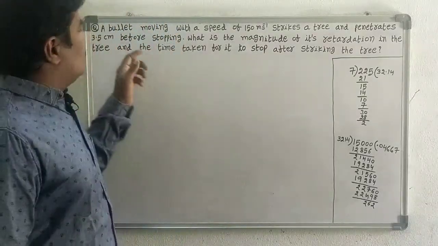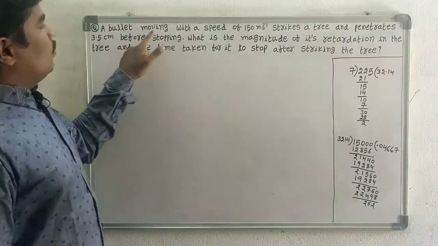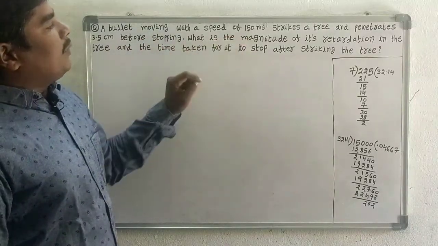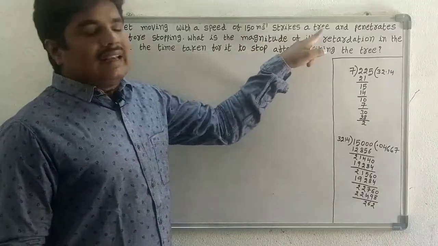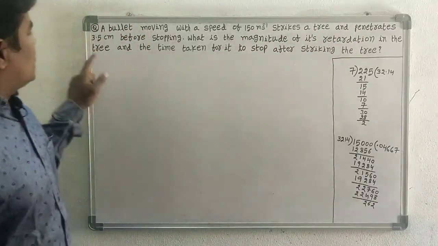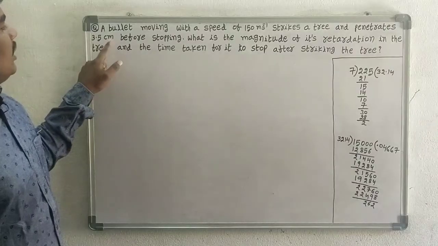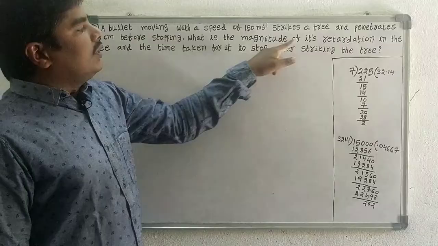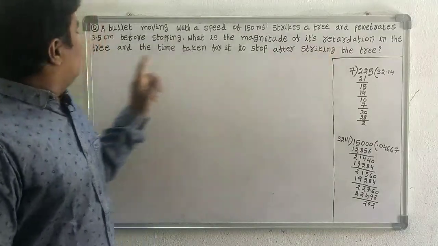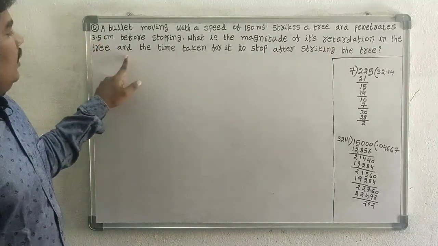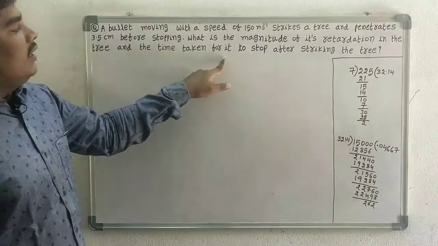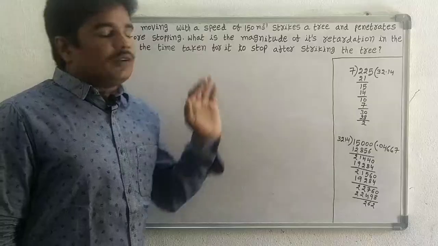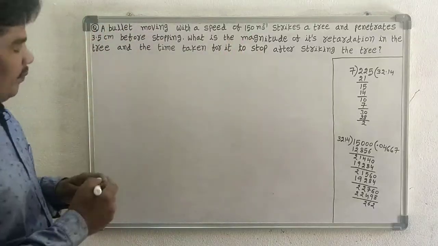The problem is a bullet moving with a speed of 150 meter per second strikes a tree and penetrates 3.5 centimeter before stopping. What is the magnitude of its retardation in the tree and the time taken for it to stop after striking the tree? So this is the problem.